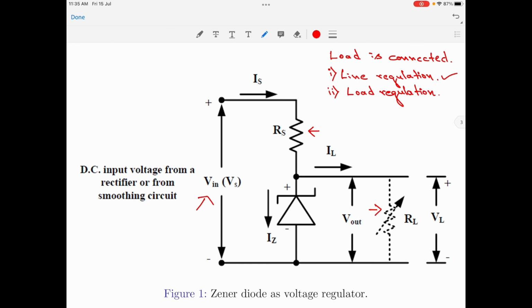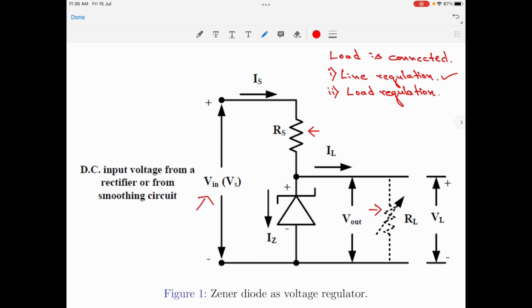If the input voltage is less than the Zener diode breakdown voltage, the Zener diode will not break down and therefore it will not conduct. If the Zener diode does not break down and start conducting, then regulation cannot be achieved.